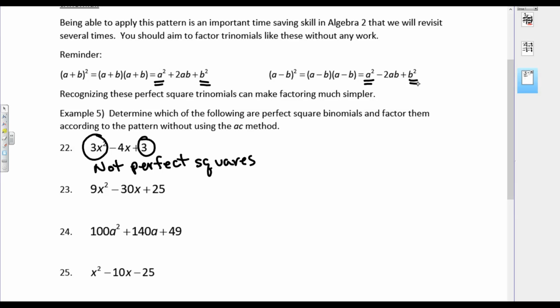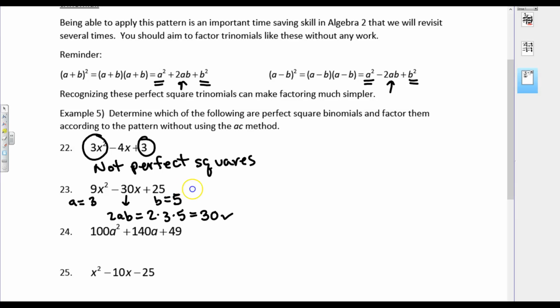Number 23, my first and last terms are perfect squares, where if I took the square root, my a value would be 3, and my b value would be 5, okay? The middle term is always 2ab. So I want to see now, is this the same as 2ab? Well, is it 2 times 3 times 5? Yes, it's 30. Check. So this is in perfect square trinomial form.